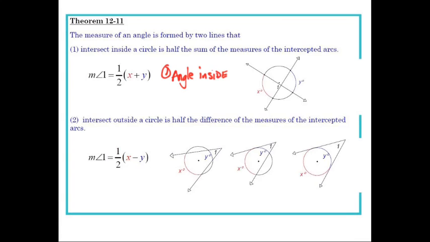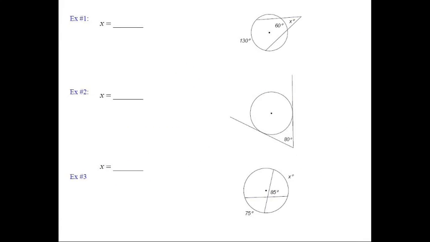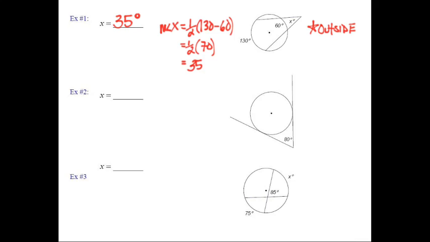So if the angle is inside, you're going to add. If the angle is outside, you're going to subtract. And that's a key thing to keep in mind as we look through this. So if we look at the first one, the angle is outside, so I'm going to subtract, and these are my two arcs. So the way it looks is I set it up. It's 1/2 of 130 minus 60, or half of 70, which is 35. So my first measure is 35.